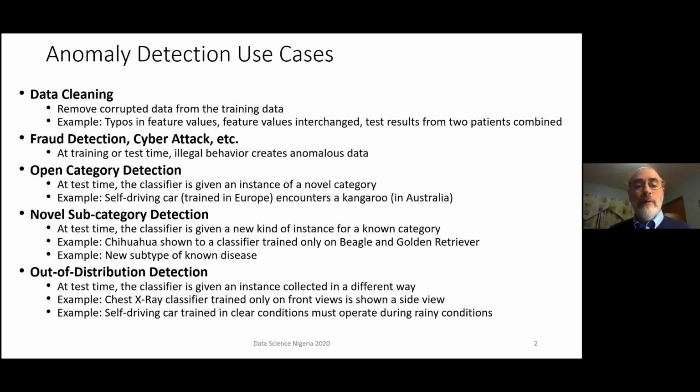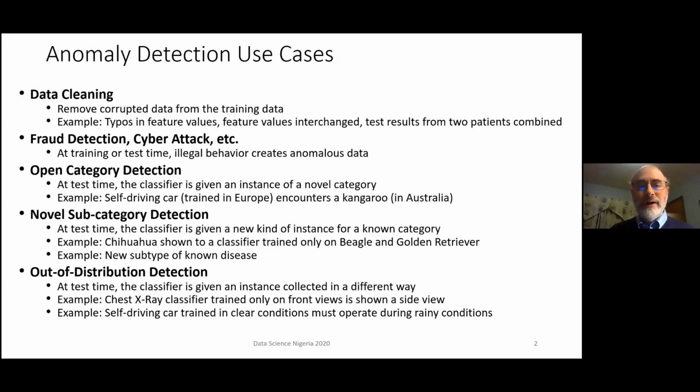Then there's the problem of novel subcategory detection. At test time, we're given a new type of object that is a new kind of category, but is a subcategory of a known one. If we had trained a classifier to recognize dogs versus cats, and we had only trained it on beagles and golden retrievers, when it saw a Chihuahua, it would need to detect that this is a new kind of dog.